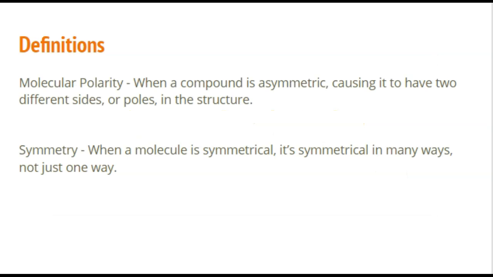So the two definitions that we're going to look at is molecular polarity. What happens when a compound is asymmetric? It causes the molecule to have two different sides. And when something has two different sides, it has a pole. So it's like a magnet. A magnet has a north side and a south side. And that is what we call polarity. The north side is called the North Pole, and the south side is called the South Pole.